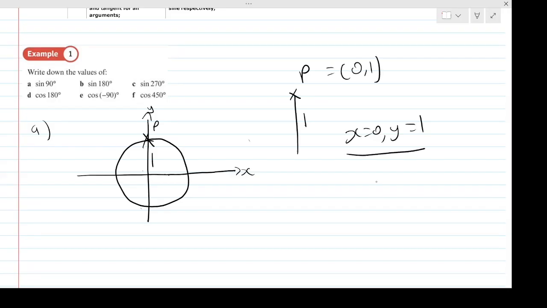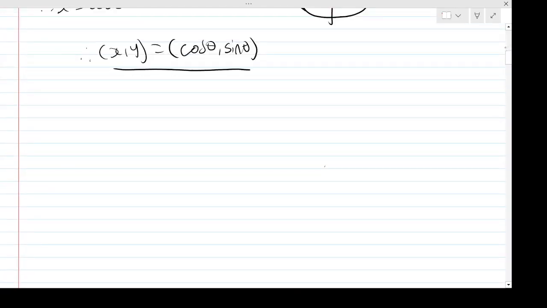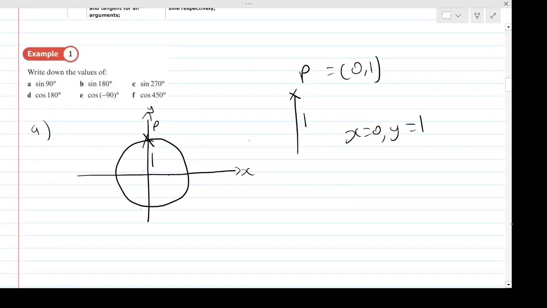But we also know, if we go back to what we discussed, that x and y can be expressed as cos theta and sin theta, with theta the angle we turned. So in this case, 90. Therefore, if x is cos theta, then cos of 90 is going to be equal to 0. But also, the sine of 90 will be equal to 1. And there we are, that's the value we get. Sine of 90 equals 1.